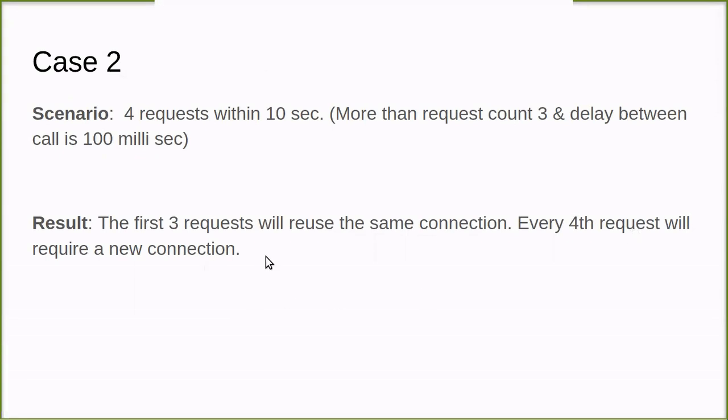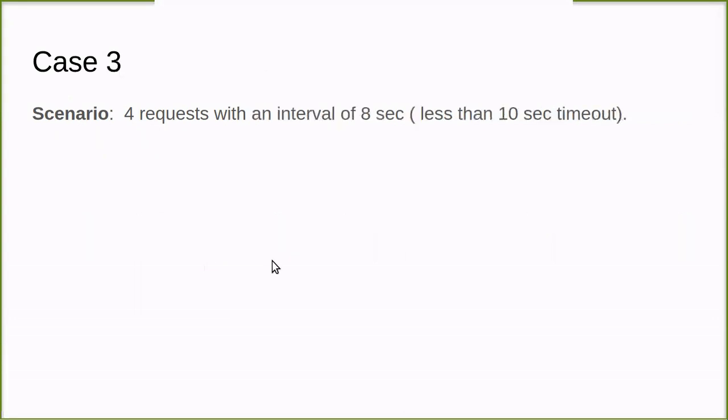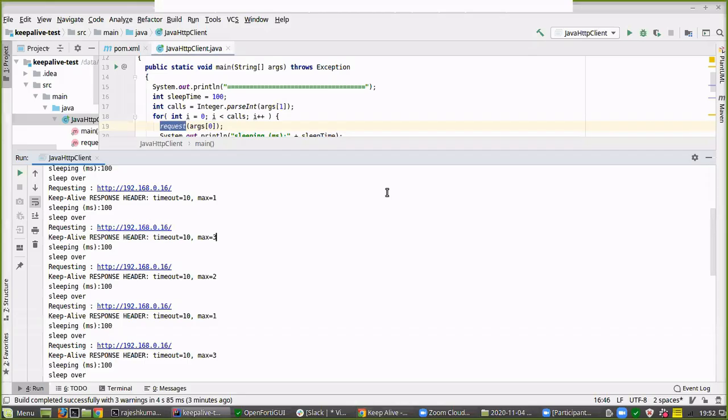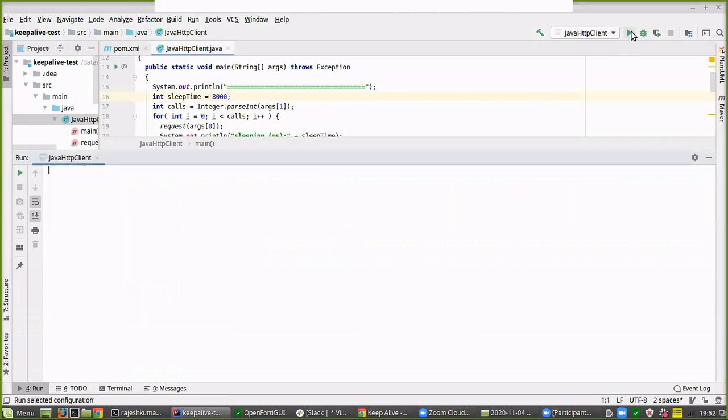This is the same idea that we are going to use in case number 3 as well, which we will be using for our dummy calls. So let's see what happens in case number 3. In case number 3, 4 requests will be made, but not so frequently, with an interval of say 8 seconds, which is less than the 10-second timeout. Let's go ahead and run and see the behavior. I'll change the sleep time again to 8 seconds. I'll clear this. Let me run.